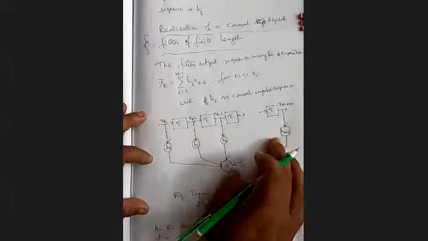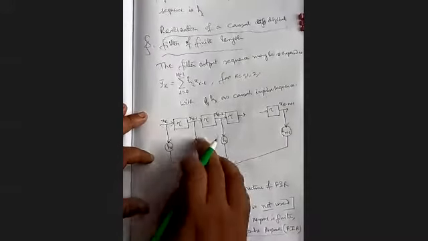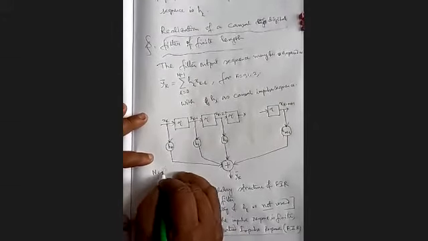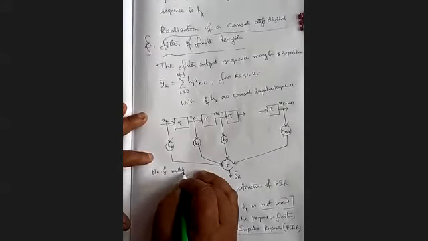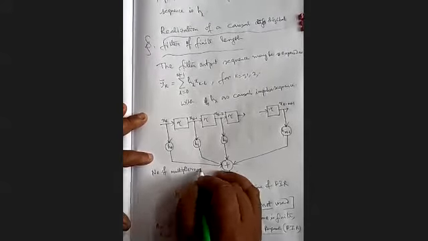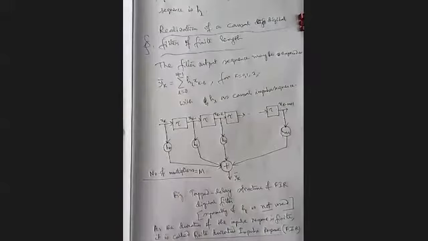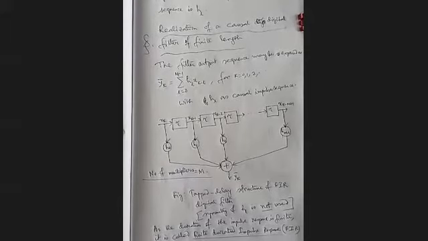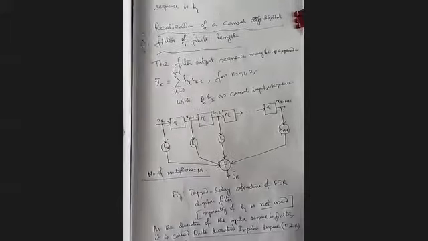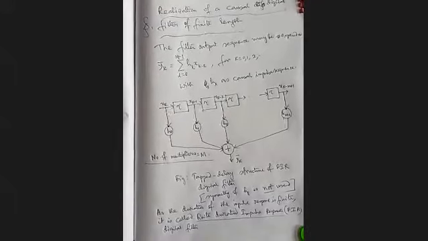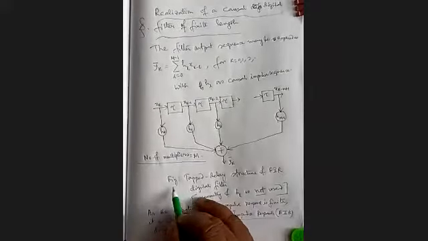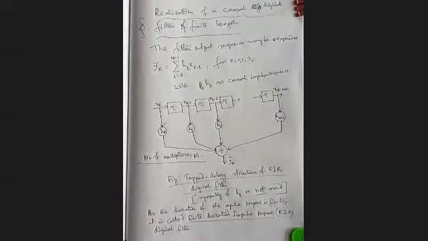And what is the number of multipliers here? This is one multiplier, second multiplier, third multiplier. So it will be mth multiplier. So number of multipliers equal to m. Clear? So that is the structure, tap delay structure of FIR digital filter.